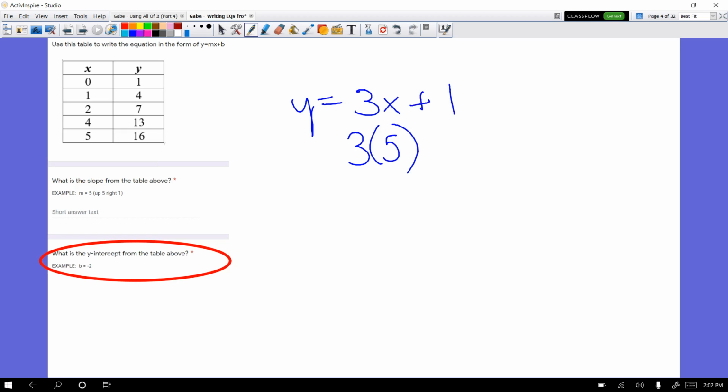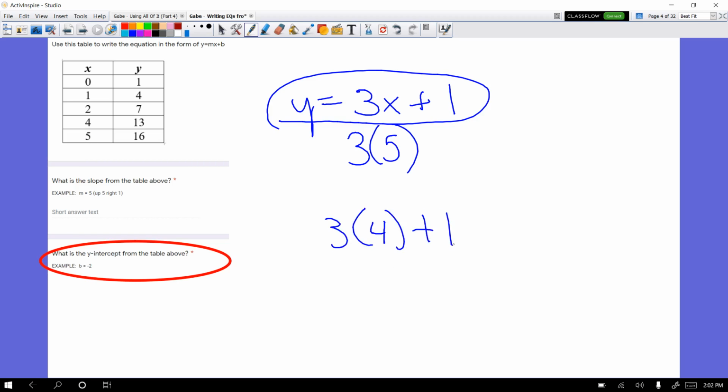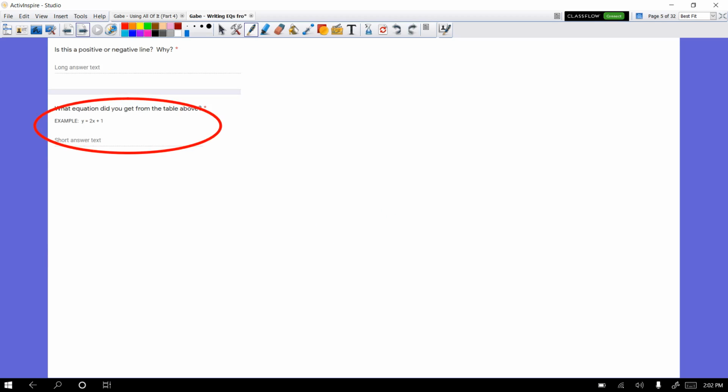Plus 1. And now you have this to test the others to make sure that your equation is correct. Like, for example, I'm going to use 4. 3 times 4 plus 1. Let's see if y equals that. It should equal 13. So 3 times 4 is 12, plus 1 is 13. Cool. Check. That's what we're doing today. That's the part we messed up on.